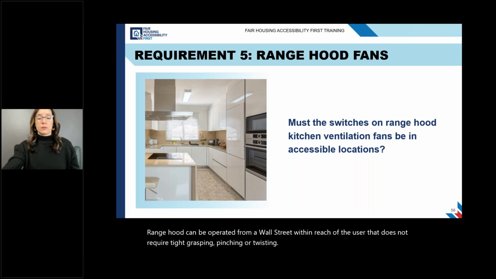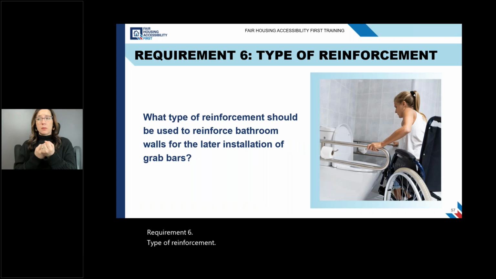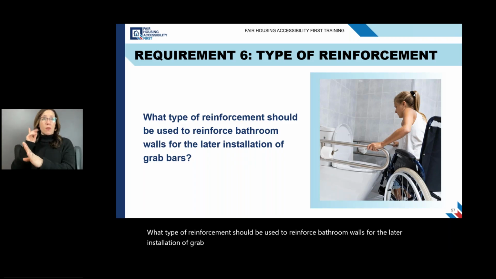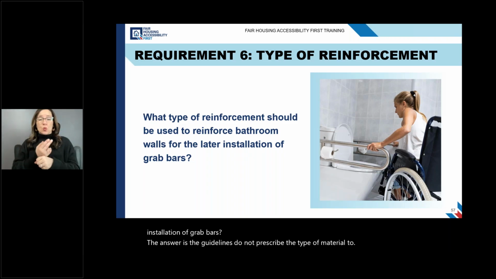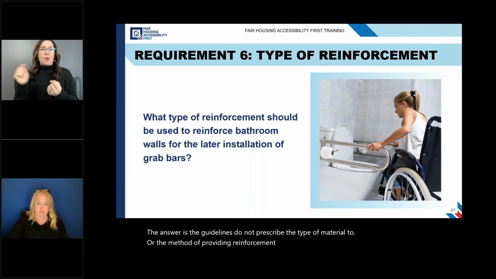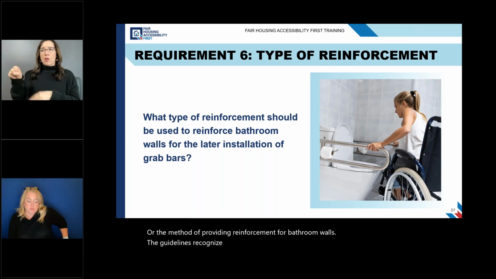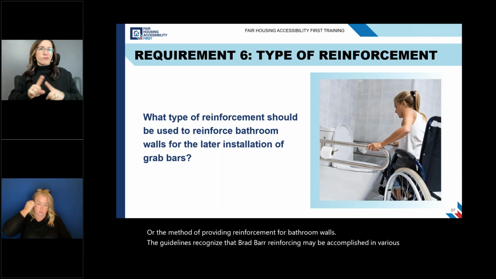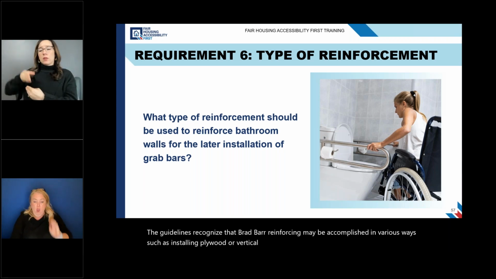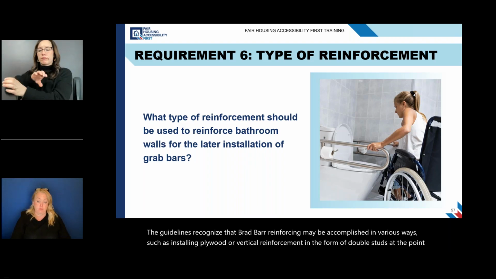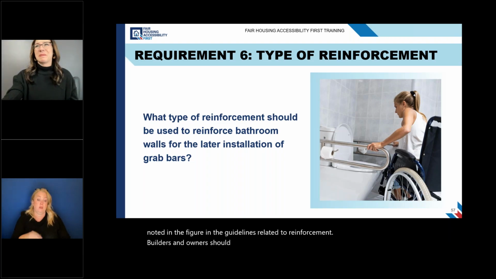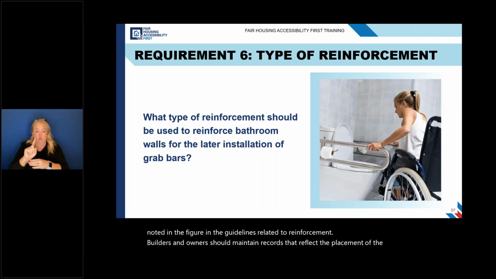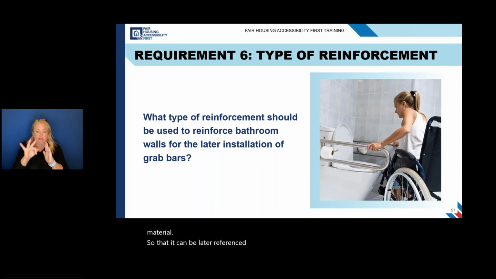Requirement 6, type of reinforcement. Question: what type of reinforcement should be used to reinforce bathroom walls for the later installation of grab bars? The answer is the guidelines do not prescribe the type of material to use or the method of providing reinforcement for bathroom walls. The guidelines recognize that grab bar reinforcing may be accomplished in various ways, such as installing plywood or vertical reinforcement in the form of double studs at the points noted in the figure in the guidelines related to reinforcement. Builders and owners should maintain records that reflect the placement of the reinforcing material so that it can be later referenced by a resident who wishes to install a grab bar.